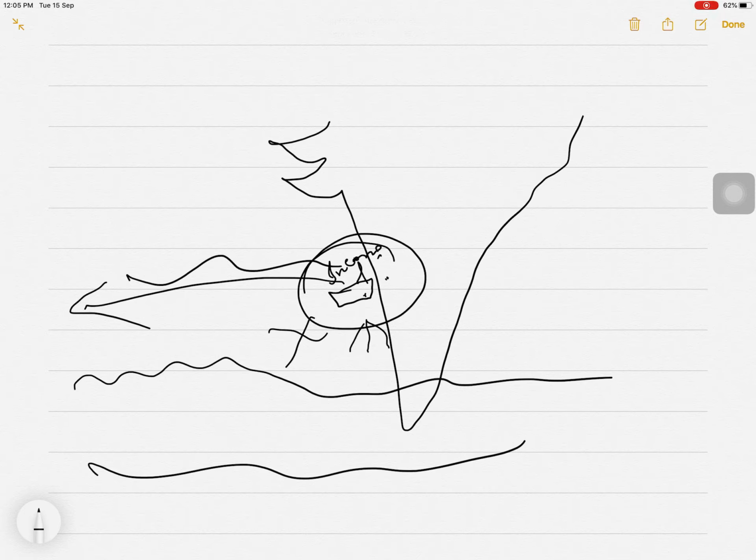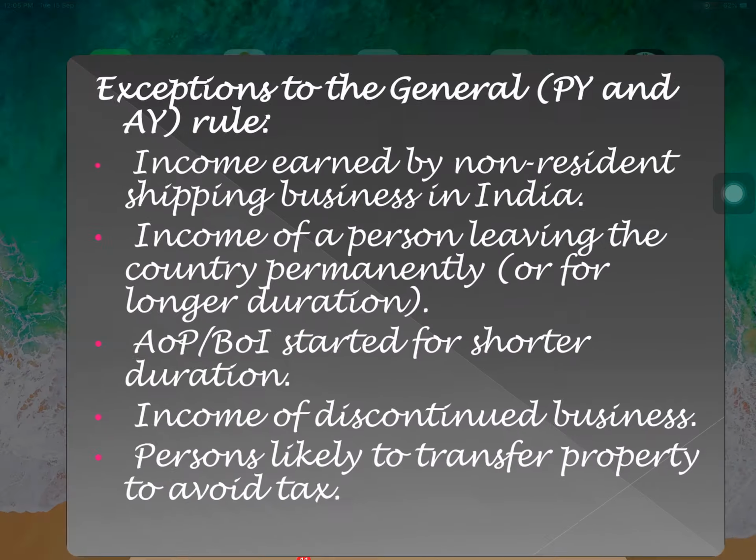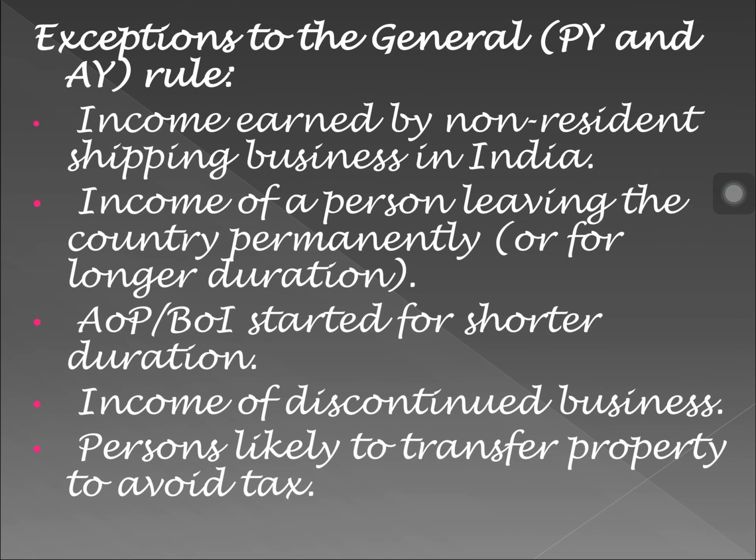So in this case what is happening? The year in which it is coming to India, the same year it is earning income, it is paying tax, and then only it is going. It is assessing its income at the same time. So now in this case, if the previous year is 2019-20, the assessment year is also 2019-20. So that is income earned by a non-resident shipping business in India.